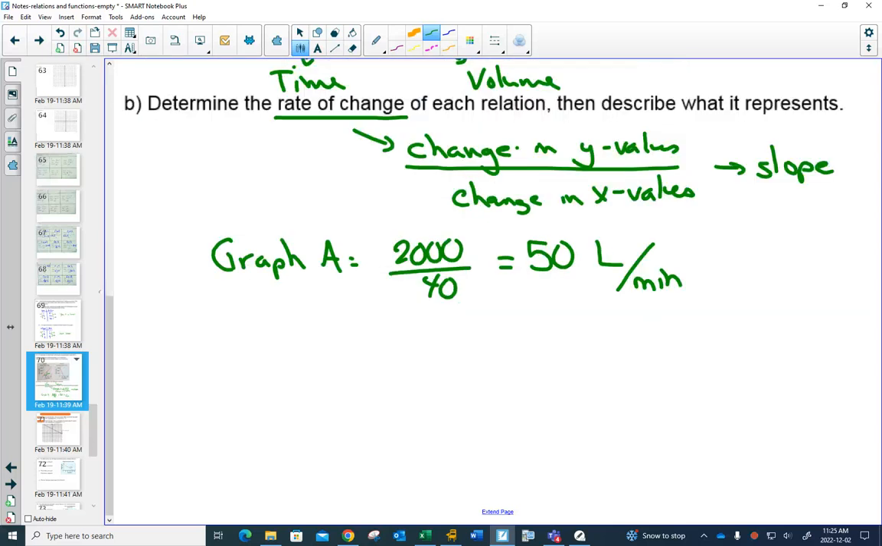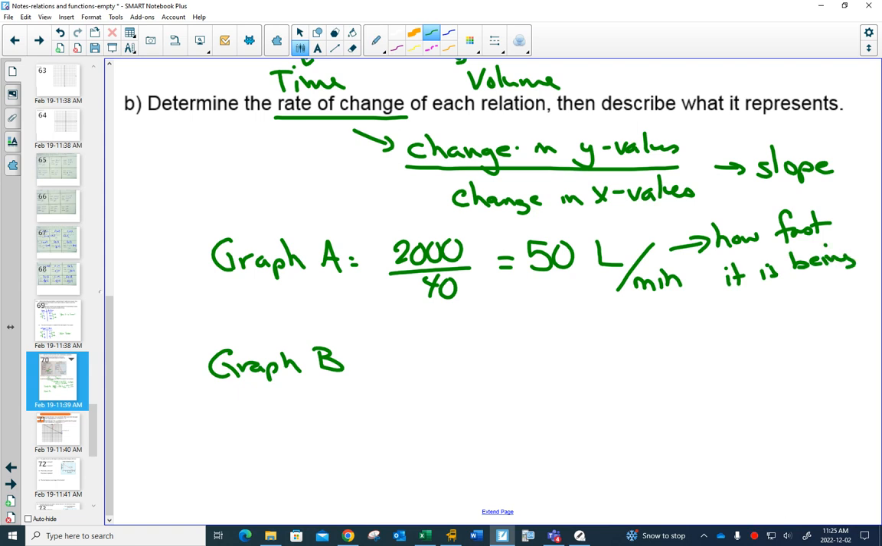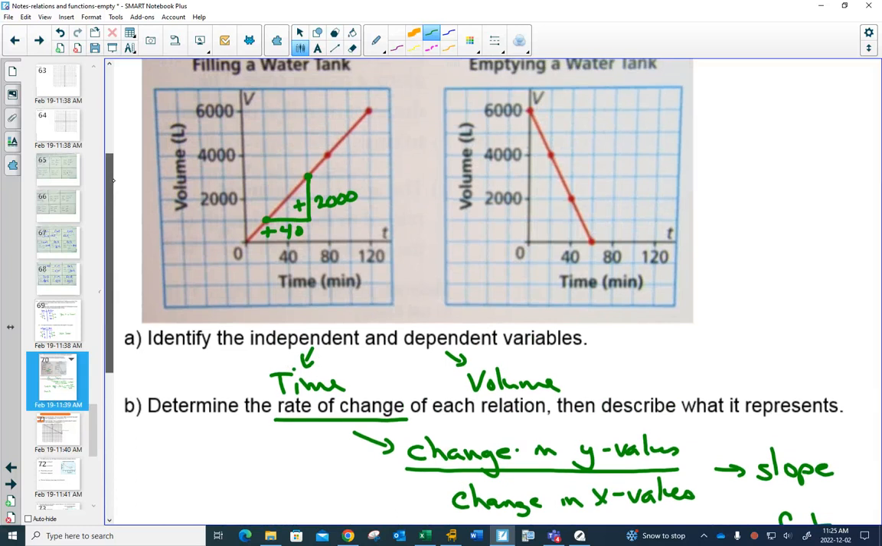Now in graph B, so this is how fast, if we want to describe it, the rate of change is describing how fast it's being filled. For graph B, we could take 2 points. So let's say I choose this point and this point, and I go down and over.